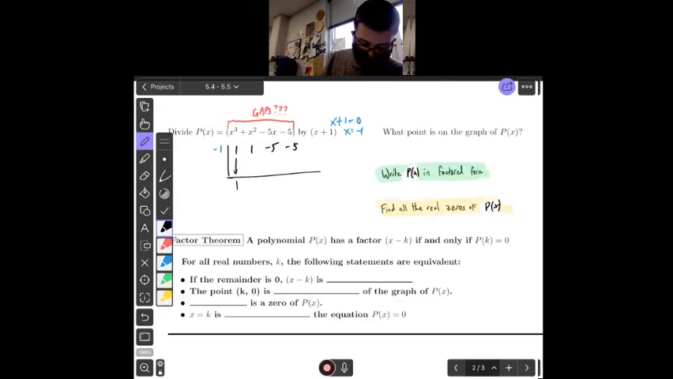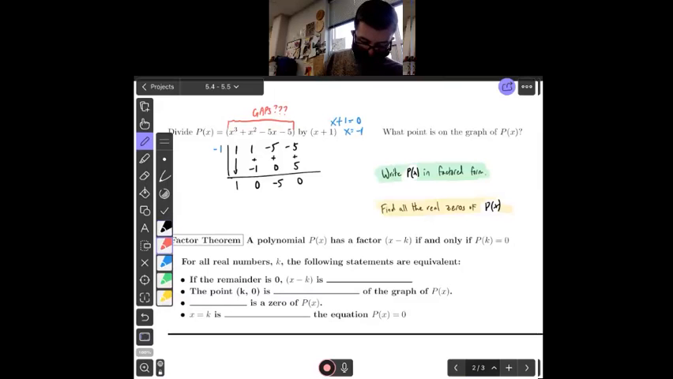So let's run through this real quick. Of course, bring down the 1. Negative 1 times 1 is negative 1. Negative 1 plus 1 is 0. Negative 1 times 0 is 0. Negative 5 plus 0 is negative 5. And negative 1 times negative 5 is positive 5. Add those, and you get 0.